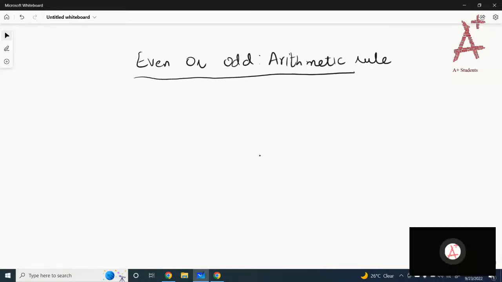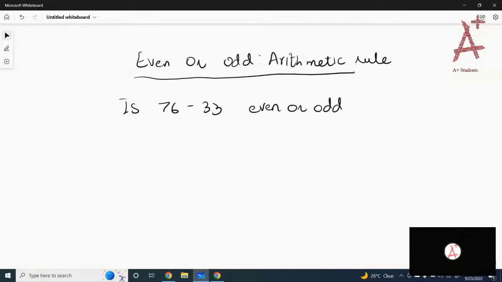Okay, so the first one is 76 minus 33, even or odd? Basically, you don't need to do subtraction or addition. You just need to see whether the given numbers are even or odd. You just need to apply the rule and see if the answer is even or odd. Without finding the answer, you know whether the answer is even or odd.